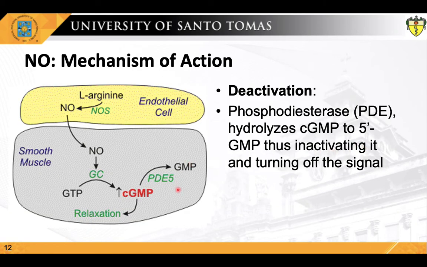On the other hand, an enzyme exists for the breakdown of cyclic guanosine monophosphate, which we know is responsible for most of the physiologic effects of nitric oxide. This enzyme is phosphodiesterase, abbreviated as PDE, particularly PDE5, which is specific for cyclic guanosine monophosphate, hydrolyzing it to 5' guanosine monophosphate, or GMP, thus inactivating it and turning off the signal.